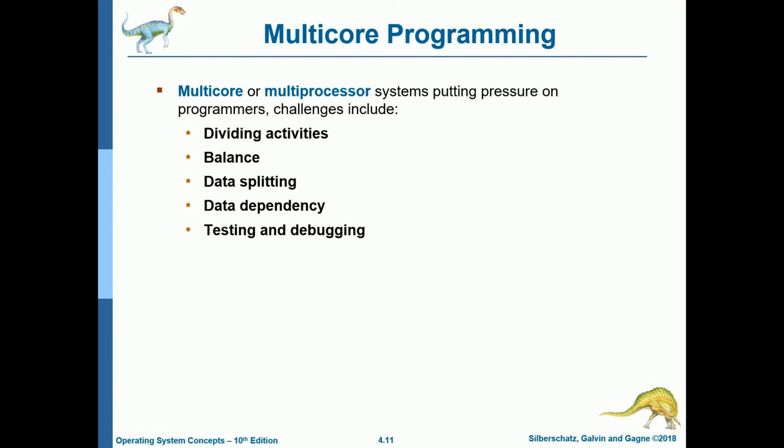Now, dividing up the activities, otherwise known as identifying the tasks, involves examining applications to find areas that can be divided into separate, concurrent tasks. Ideally, what you want are tasks that are independent of one another and thus can run in parallel on individual cores.